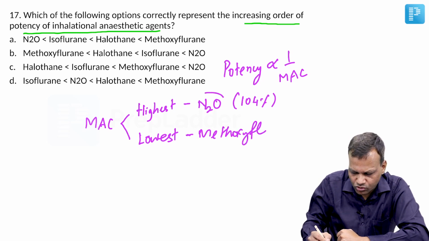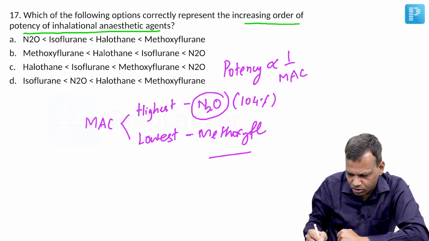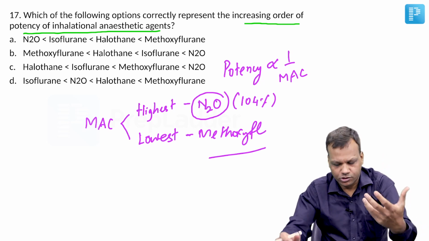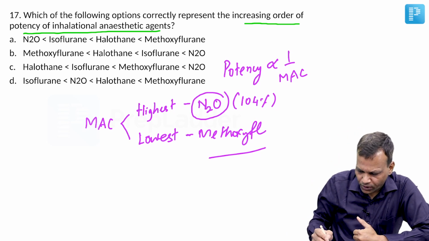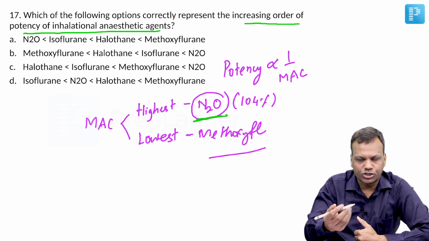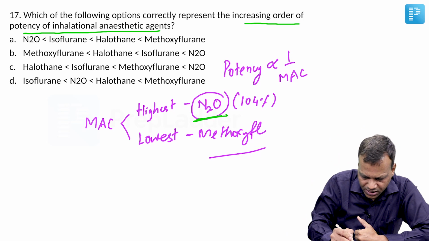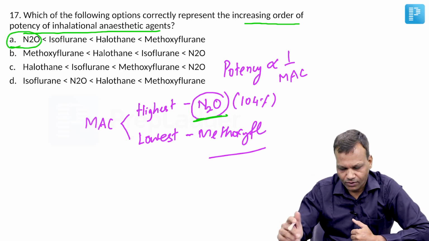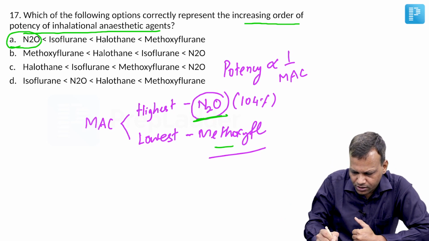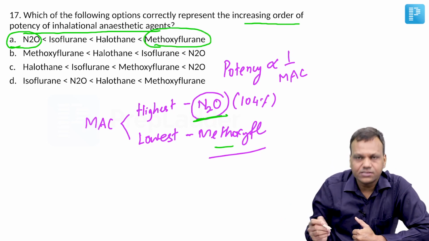So that means nitrous oxide will be least potent, methoxyflurane will be most potent. So first of all, we will see least and most, then we can see the other options. Least potent is nitrous oxide, so it should be at the beginning. How many options have nitrous oxide in the beginning? Only one. So that will solve our MCQ. Most potent is methoxyflurane, so it is at the last.